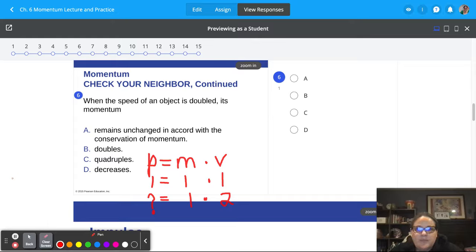All right, next question. When the speed of an object is doubled, its momentum what? Our equation is momentum equals mass times velocity. If I plug in a mass of 1 and 1 for velocity, I get a momentum of 1. If I leave mass the same, because it doesn't say anything about mass changing, but I double velocity, so instead of a 1, it becomes a 2, what does momentum become? We can just see mathematically here that it goes from being 1 to being 2, because 1 times 2 would be 2. So this answer would be 2. So it doubles.